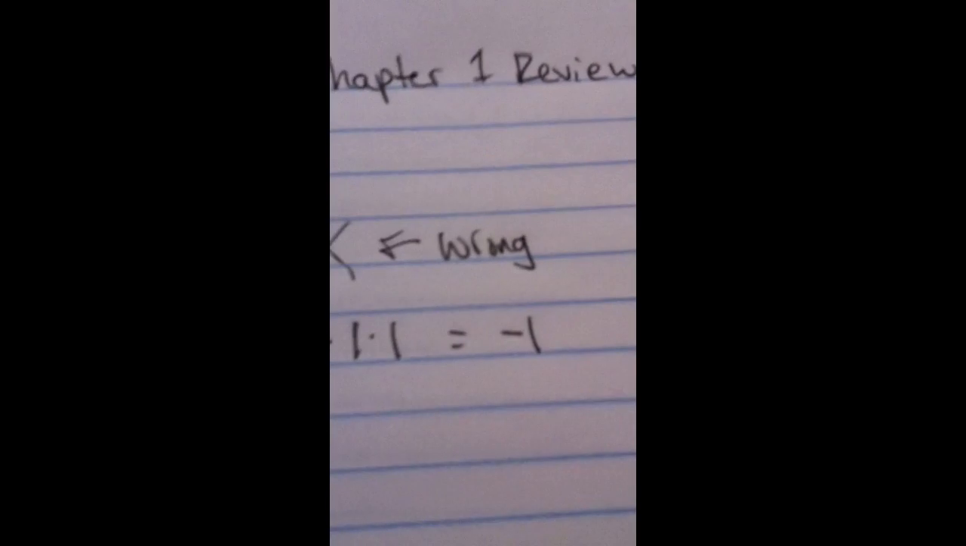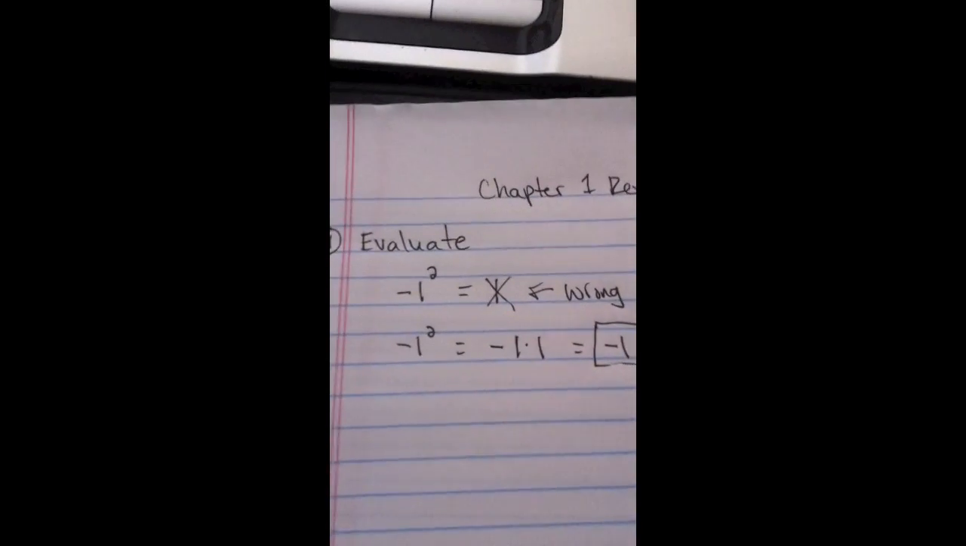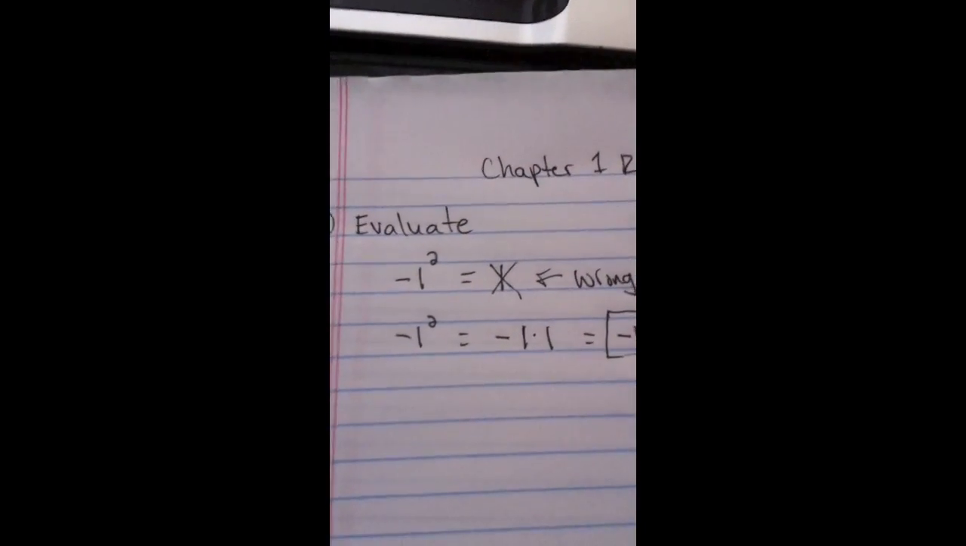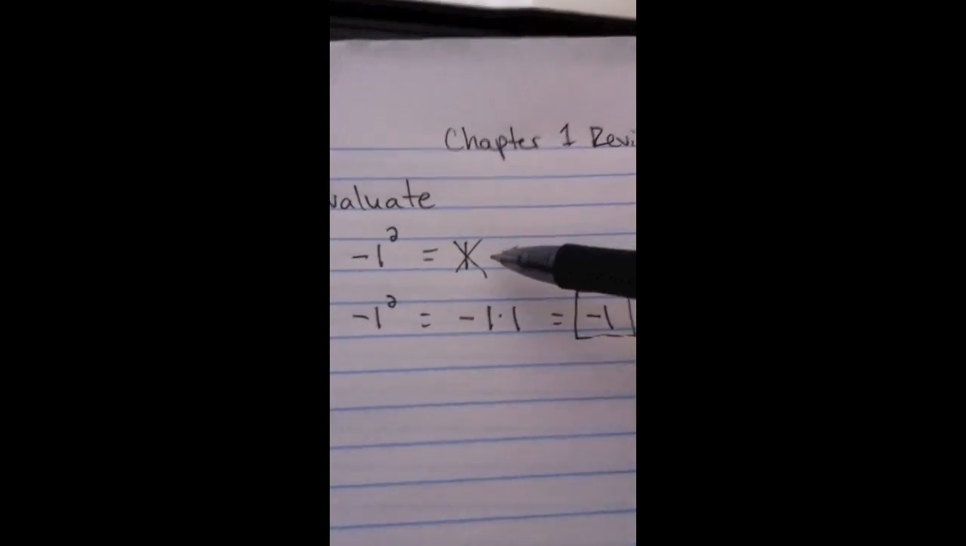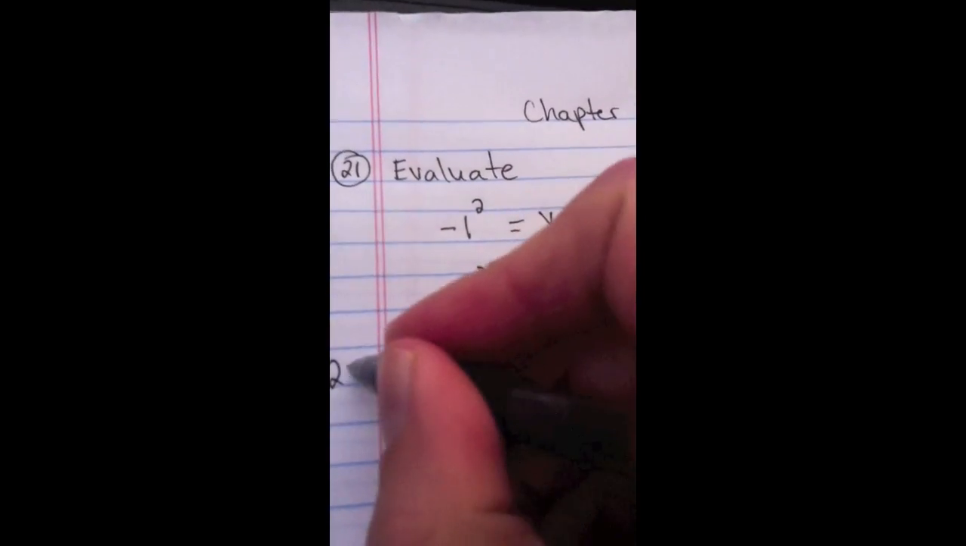So then I'll come down to my paper here and I'll put a box around the final answer, and that way I'll know that, look, I made a mistake initially, that was wrong, but I figured out why, and then when I went and did it again, well, this is why the answer should be -1 instead of +1. And then I can move on. Then I'll go on to number 22.